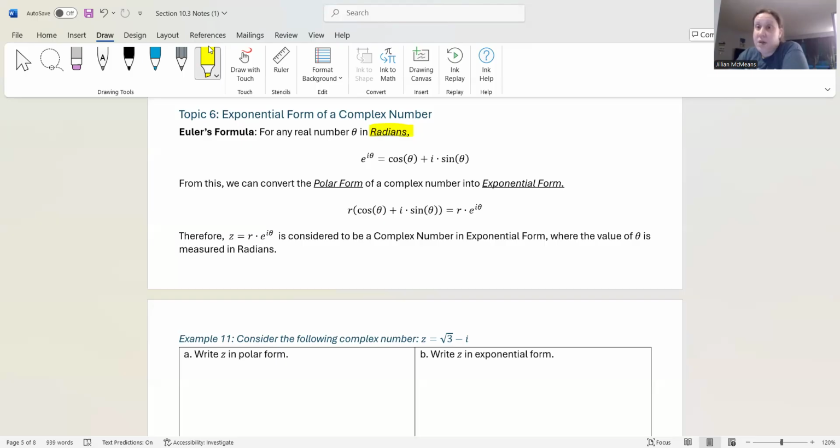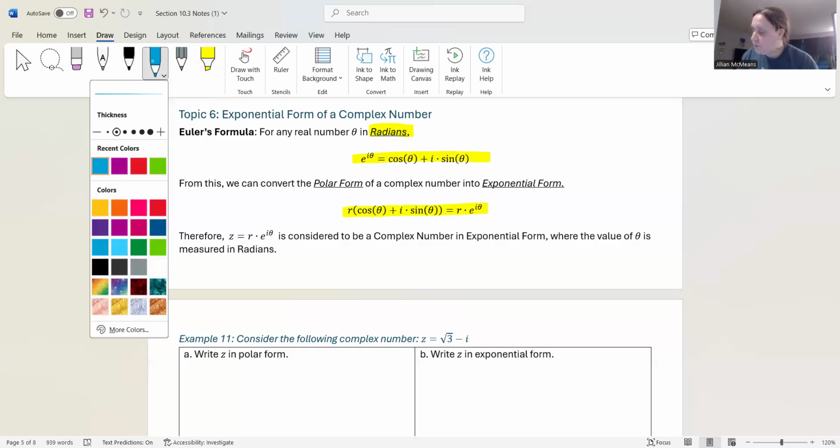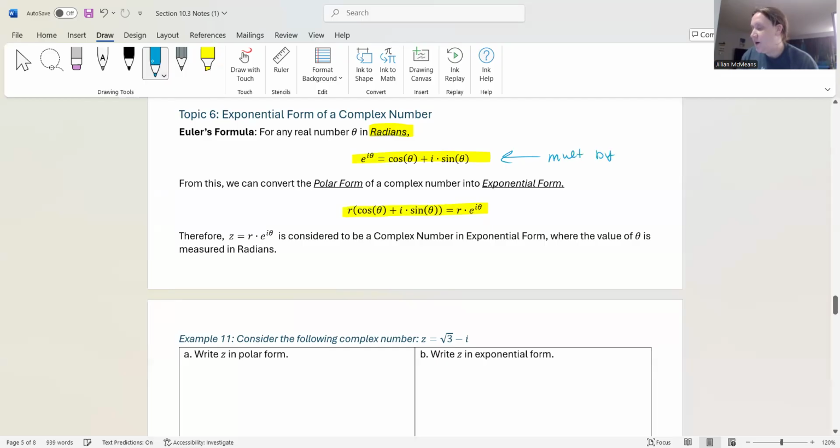Now from this, we can convert the polar form of a complex number into exponential. You need to already have polar form, and then you can convert it to this exponential form. All we're doing is taking Euler's formula and multiplying it by r, and we get the exponential form of a complex number that was in polar form. Therefore z equals r times e to the i theta is considered to be the complex number in exponential form, where the value of theta is measured in radians.